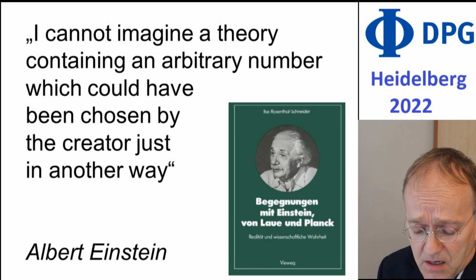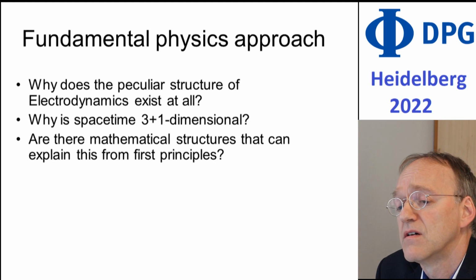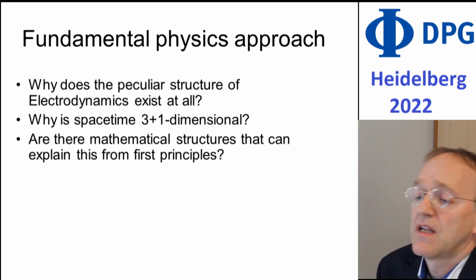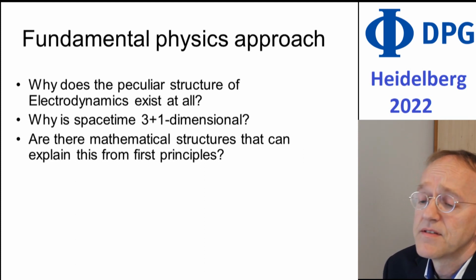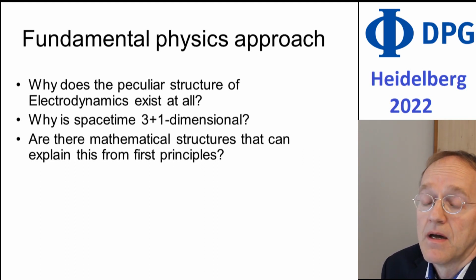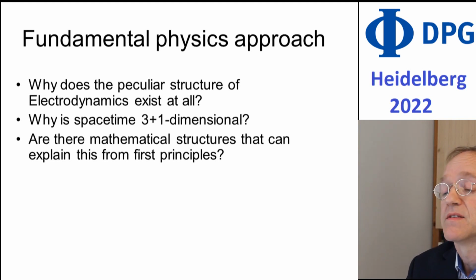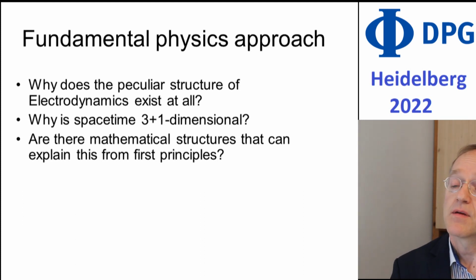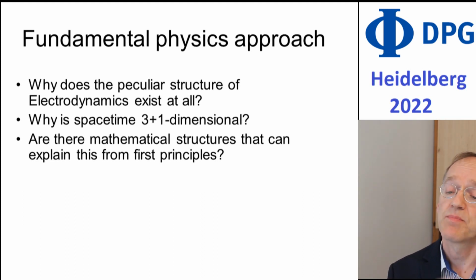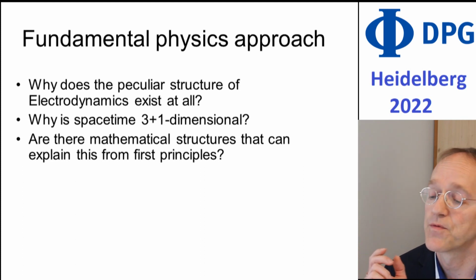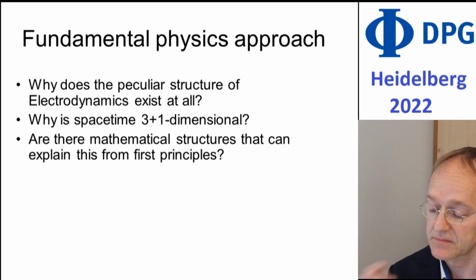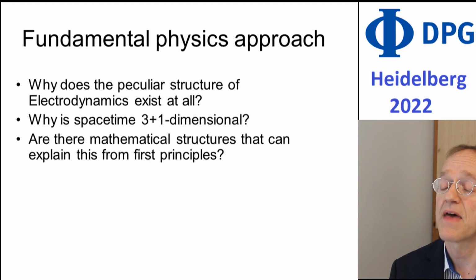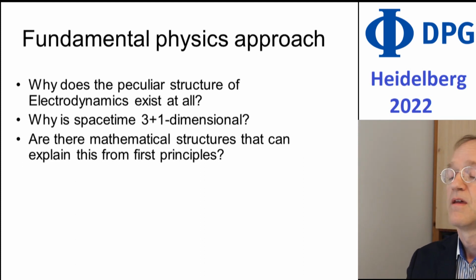The questions which are arising are, why does the peculiar structure of electrodynamics exist at all? And this is closely related to the question, why is space-time 3+1 dimensional? And are there mathematical structures that can represent this, that can explain this from first principles? Okay? And if you look at the history of mathematics, there is a very interesting development.